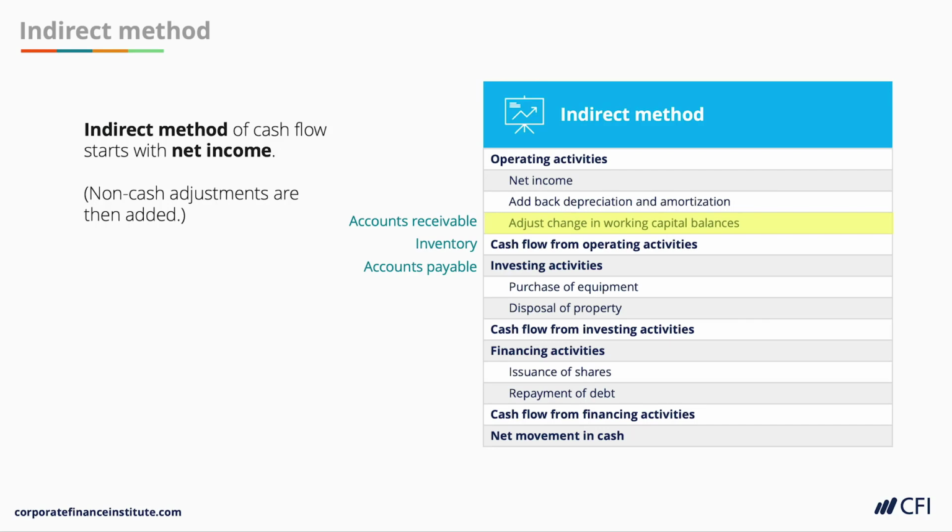Like the direct method, the remaining investing and financing activities are grouped into related cash transactions, such as purchases and disposals of equipment for investing and the issuance of shares and repayment of debt in the financing activities. All three cash flow streams are netted to arrive at the net cash movement for the year.